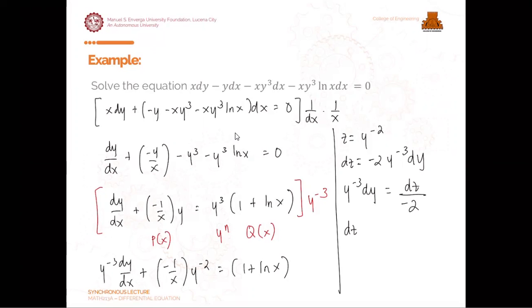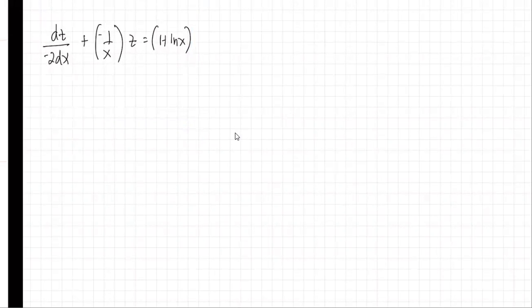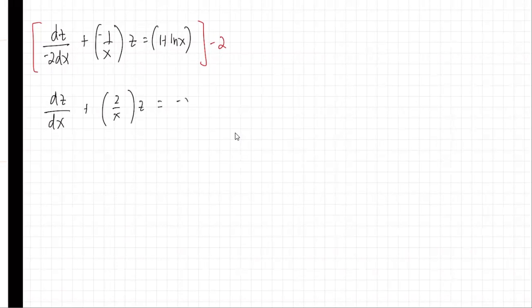So, we have dz over negative 2 dx plus 1, negative 1 over x, y negative 2 is z is equals to 1 plus ln x. Okay? So, ito yung kailangan natin para dun sa next step. Next is kailangan nasa linear form siya. So, kailangan multiply natin ng negative 2. Okay? So, dz over dx plus 2 over x z is equals to negative 2, 1 plus ln x. Okay? So, linear in z na to.